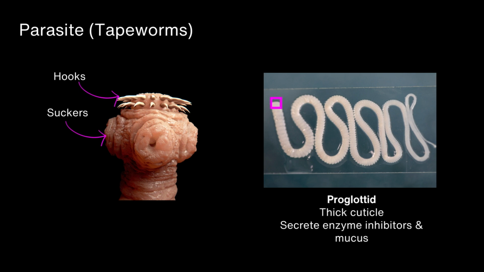We also look at the body of the tapeworm, and this is made up of proglottids. The adult tapeworm is made up of these small segments, and they're about the same size as a grain of rice. They have a thick cuticle, and they secrete enzyme inhibitors and mucus. These are all to prevent it being digested by the human.